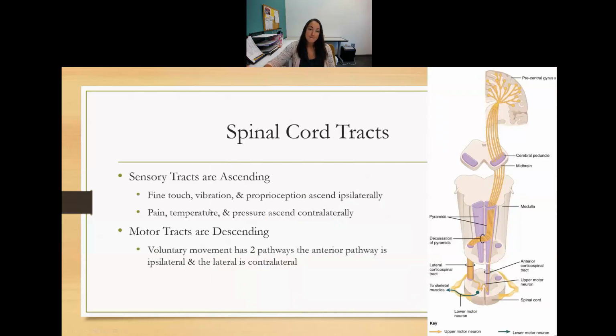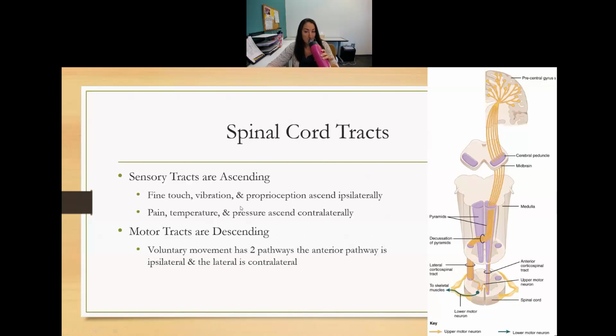There are various tracts in the spinal cord. Some of them ascend, some of them descend, some of them cross, and some of them are on the same side. So I don't care that you know the names of the tracts, but I do want you to understand how the pathways travel. So the sensory fibers always ascend, so they come from the skin, they go up to the brain to relay that signal.